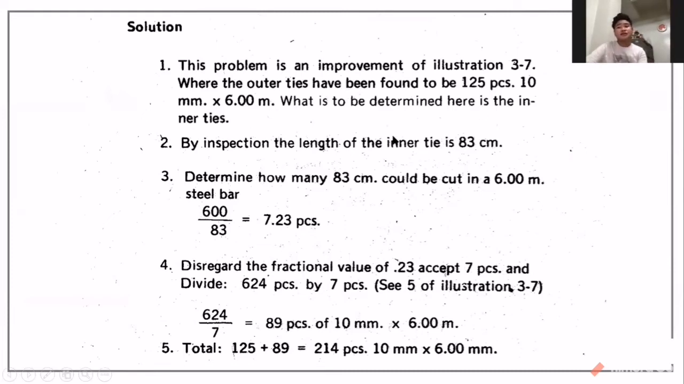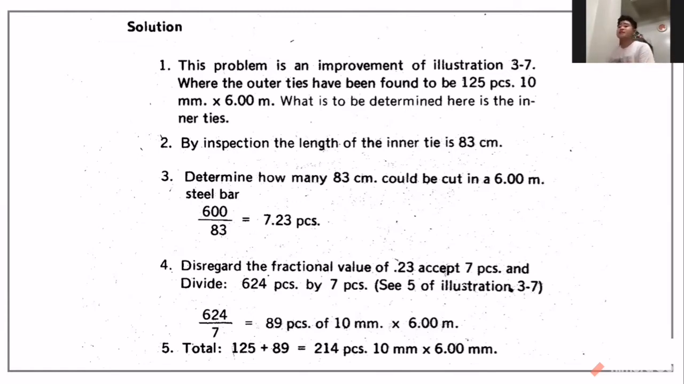So by inspection, the length of the inner tie is 83 centimeter or 0.83 meter. So we will determine how many 83 centimeter pieces could be cut from a 6 meter steel bar. So we will just divide 600 centimeter by 83 centimeter. So we have 7.23 pieces. So disregard the fractional value again of 0.23.